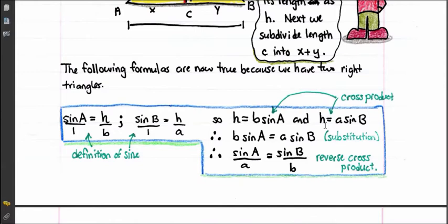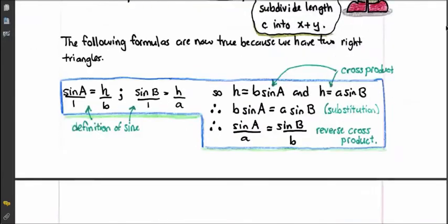Now I'm going to use the substitution property. So since h can be represented as two different things, I can say that b times the sine of A is equal to a times the sine of B. I'm going to divide both sides by ab, and I get the sine of angle A over side a equals the sine of angle B over side b. And this is one part of the law of sines. Now I've got to figure out how to work the sine of angle C into this.